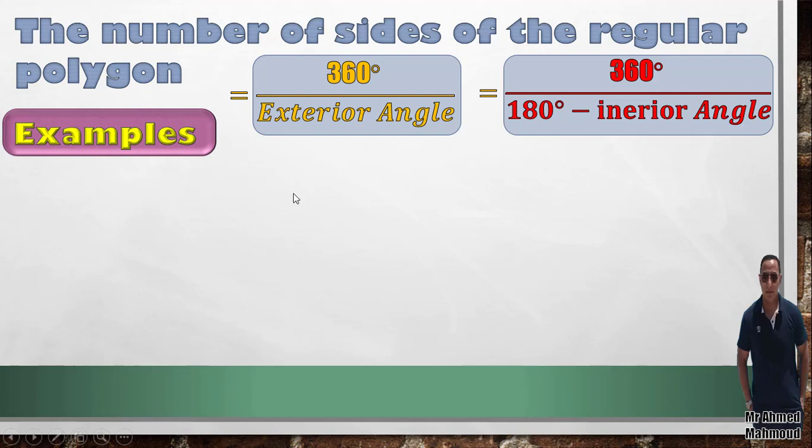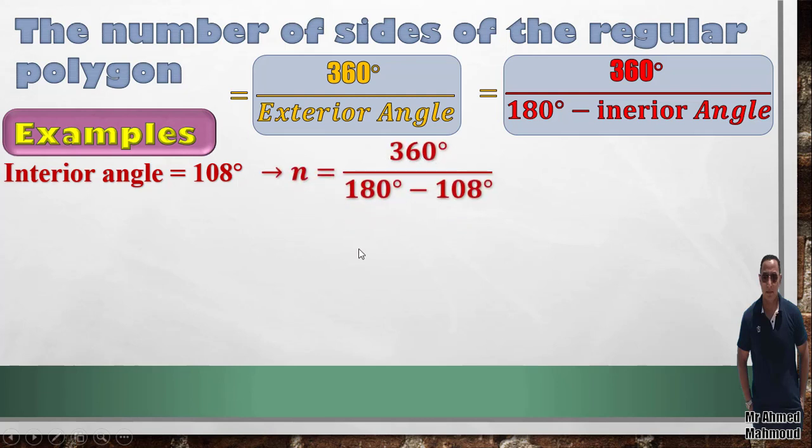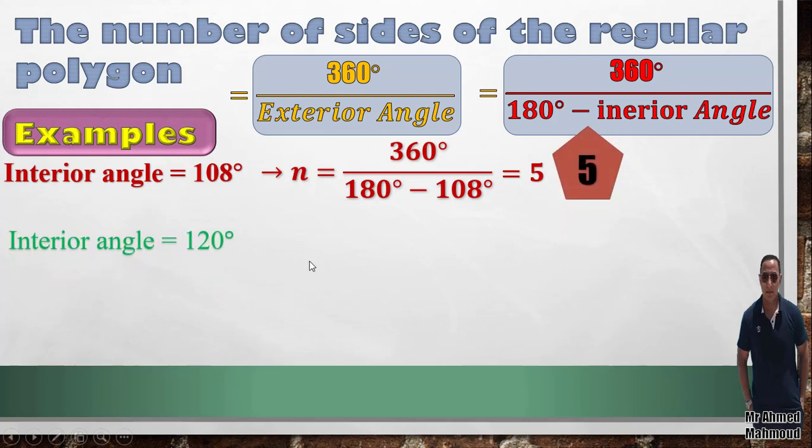Now let's study some examples. The first example, if he gave me the interior angle equal 108, I'm going to use the interior angle rule, so it is equal to 360 over 180 minus 108. So it is equal to 5 sides, and it is related to the pentagon. And here, 120 degrees, so n equals 360 over 180 minus 120, equal to 6 sides.